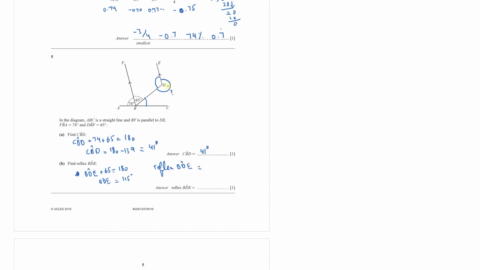Now the reflex angle BDE would be equal to 360 minus this. So that will be 360 minus 115, which is equal to 360 minus 100 would be 260, 250, and then 245 degrees. So your reflex angle BDE, this one here, is 245 degrees.